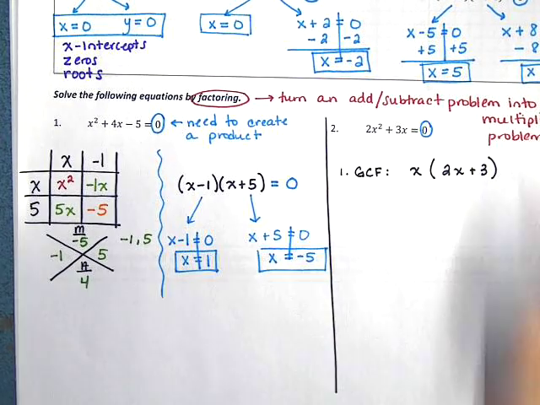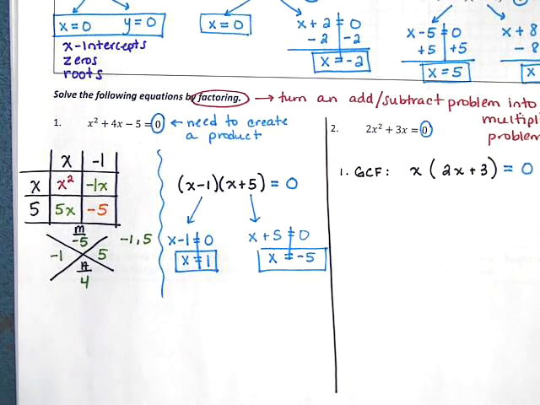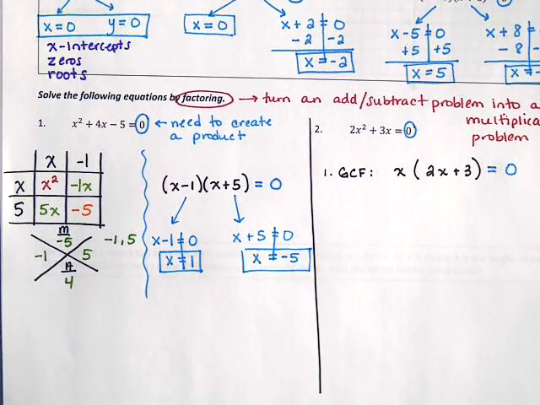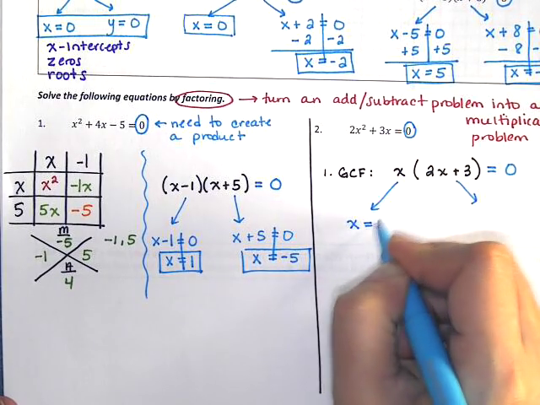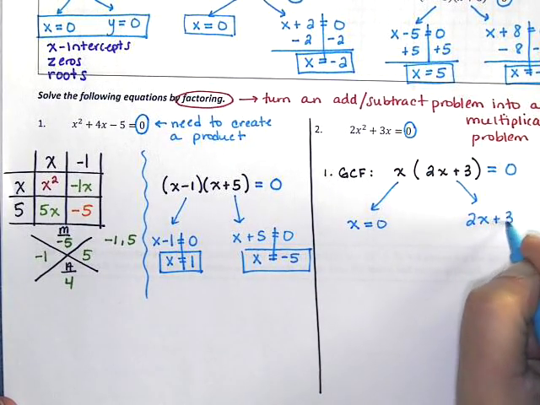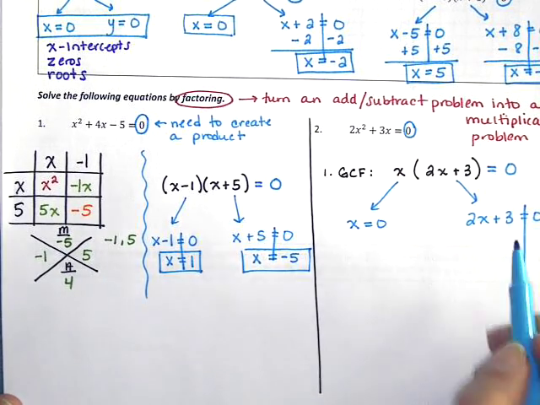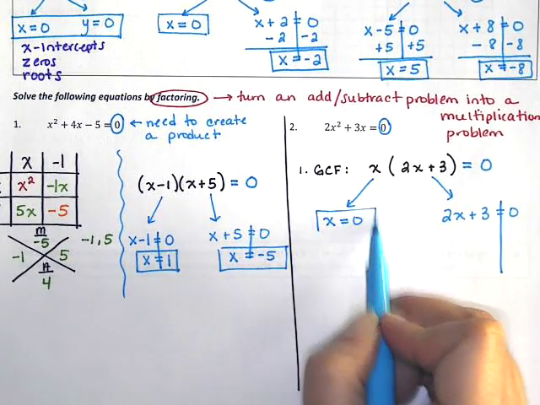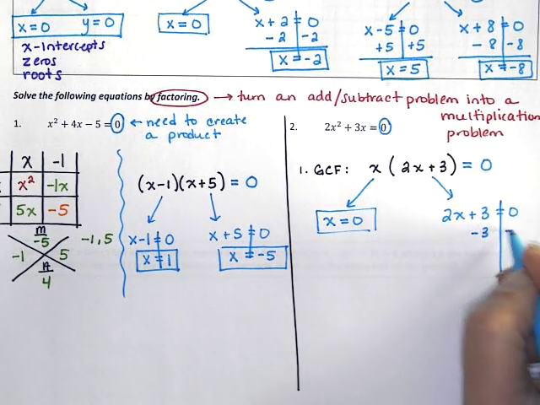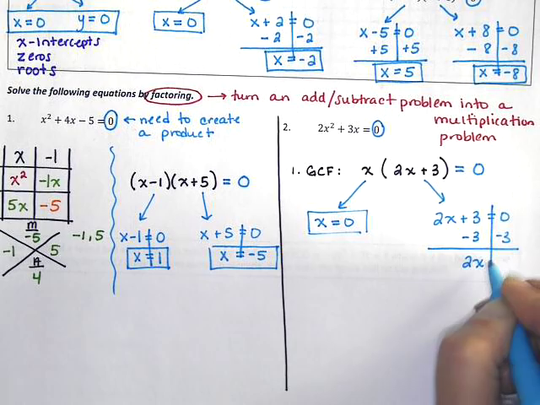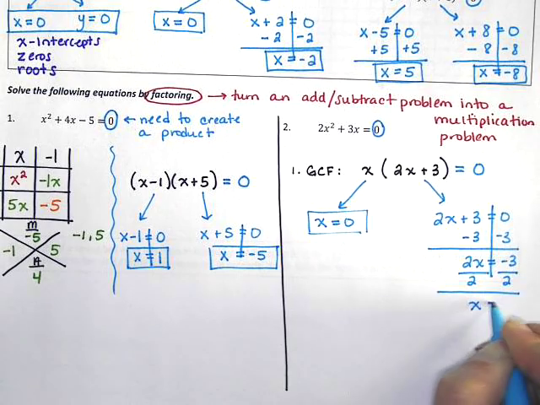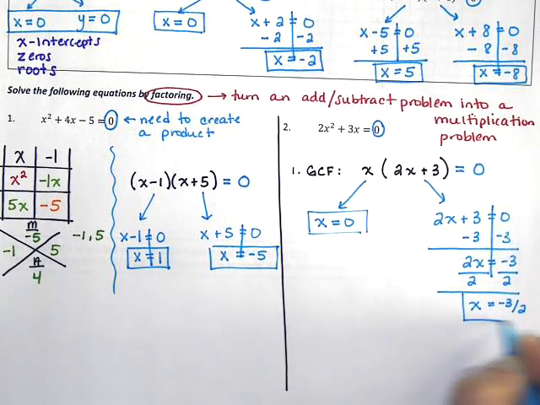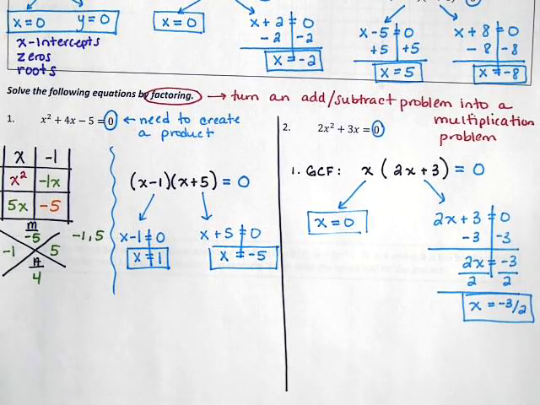And I'm going to drop down the equals 0. Now since there's no squared left, there's no power higher than 1, I've factored this as much as I can. So I'm going to go ahead and make each one of these factors equal to 0. So x equals 0 and 2x plus 3 equals 0. I'm going to solve this one, because this one's already done. X equals 0 is already solved. So I'm going to subtract 3 on both sides, and I'm going to have 2x equals negative 3, and then I'm going to divide by 2. So I'm going to have x equals negative 3 over 2 as my answer. And those are my 2 answers.